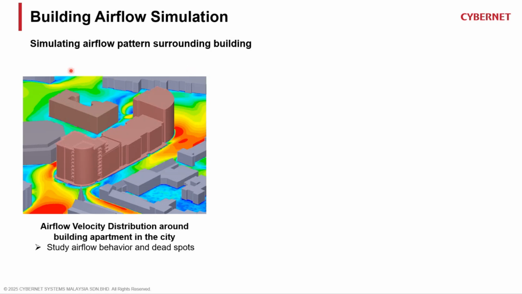As I mentioned, first of all, you're trying to simulate the airflow pattern surrounding the building. So in this particular example, you can see the different colors correspond to different values or magnitudes of the velocity, how fast it flows. Okay, so why we need to study this is because you need to identify if there's any dead spot, like sometimes there could be no air flowing through here. So here you can see red being high velocity, and blue means low velocity, or flow is not flowing at all.